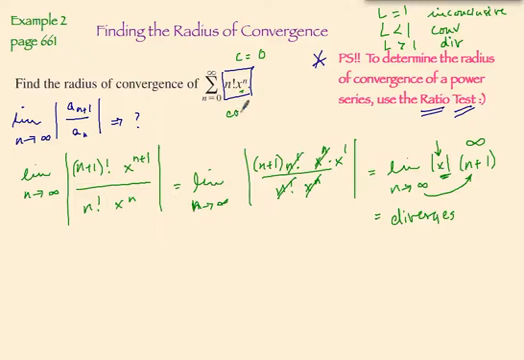So I guess you would write converges at x equals 0. And that's it. All right, are you ready to do some more? Good. We've got a few more examples.